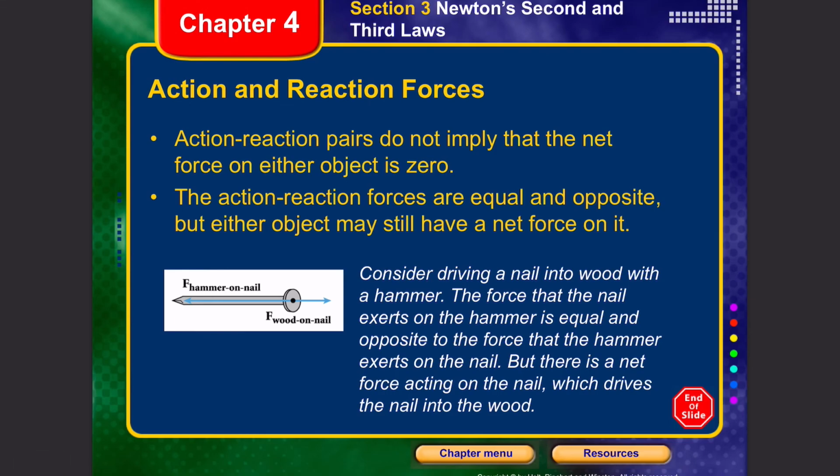For example, let's say we are trying to apply force on a nail into a wall, so into a wood piece. The force of the wood on the nail will be outward, while the force of the hammer on the nail would be inward. Both these forces are equal and opposite to each other. To drive the nail into the wood, the force of the hammer on the nail should be higher than the wood on the nail. That's the only case where the nail can go inside the wood. Now action-reaction pairs do not imply that the net force on either object is always zero. They are always equal and opposite, but either object may still have a net force on it.